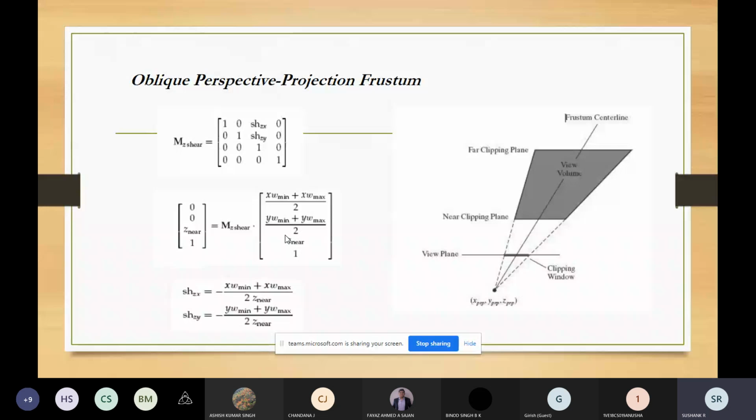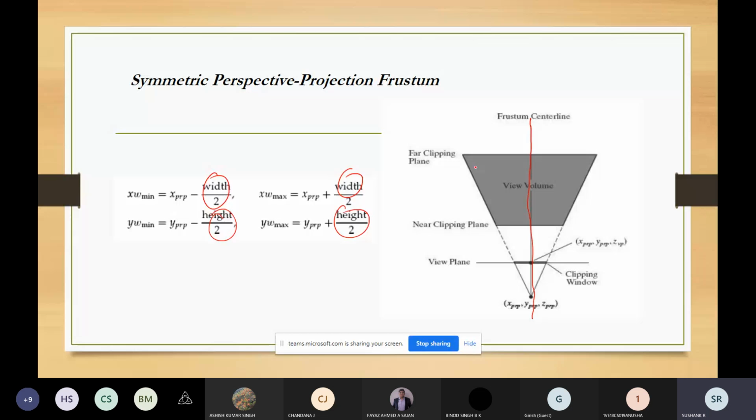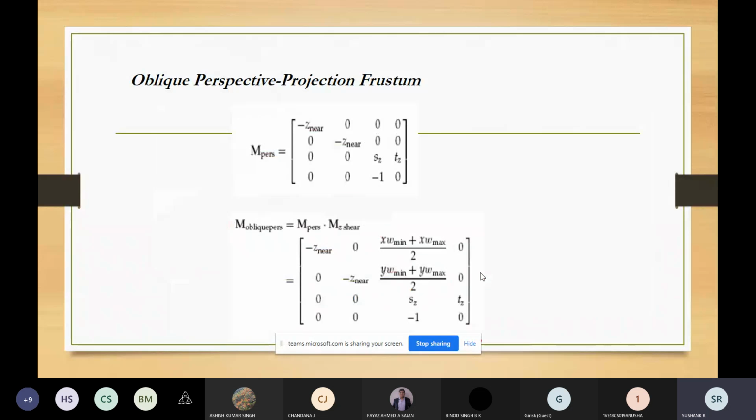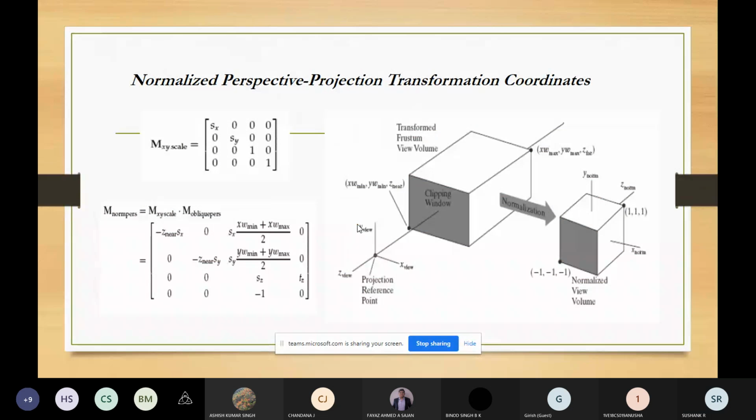After that, we have one more thing, the oblique. Earlier it was dividing equally, but now it is at some angle. This is the second situation, for which some shear values will come into play. So what is the shear transformation which you are using? After that, the normalized perspective transformation, which we will see in the next class.